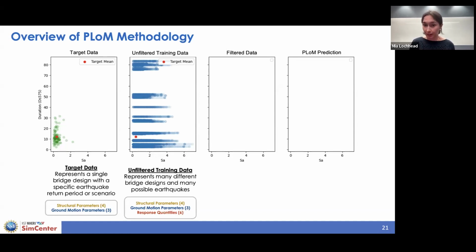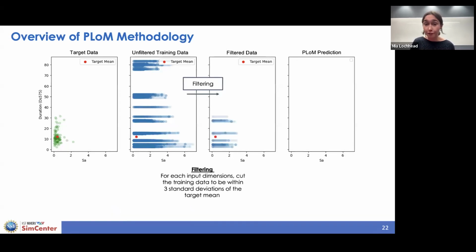PLoM, the way we're using it, it doesn't have to be used like this, is set up in 2 separate steps. The first being the step of filtering. So for each of our input dimensions, we're cutting the training data to be within 3 standard deviations of the target mean. And in that step, we're using this green target to sample our training data down to data that's more closely related to the area we're interested in.